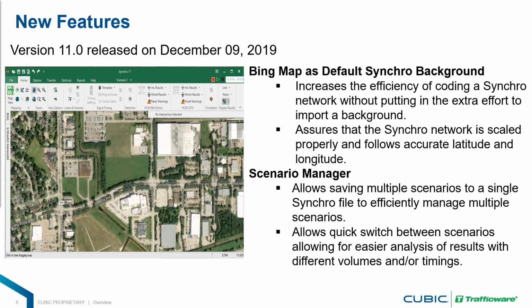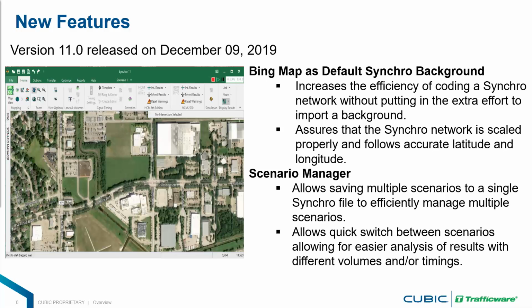This is very common with Synchro users, that you have multiple different timing plans like AM peak, PM peak, midday, off peak, right? But you have the same network, just different timings and different volumes. In that case, you need to deal with so many different Synchro files with exactly the same geometry, right? Synchro 11 mitigates that for you, and there is a solution for that, right?